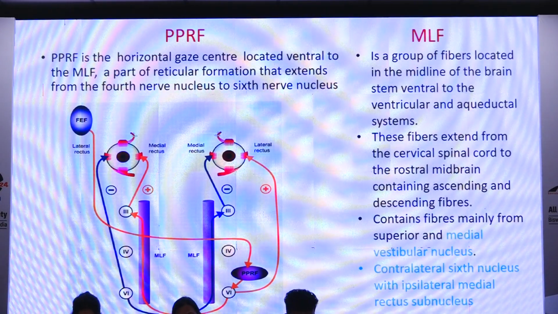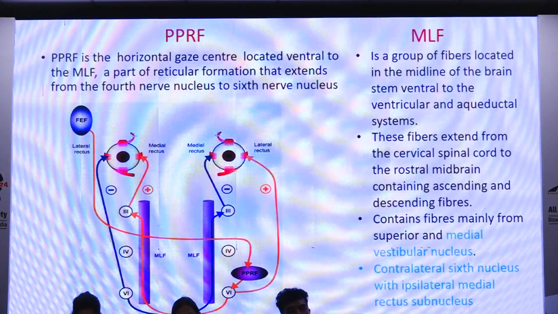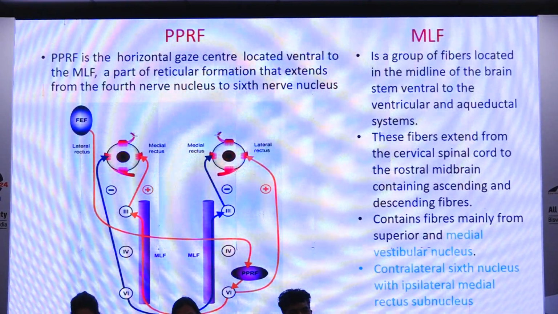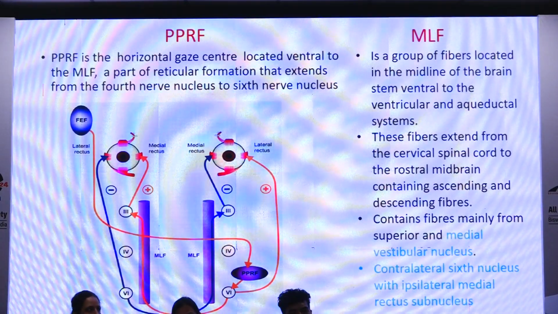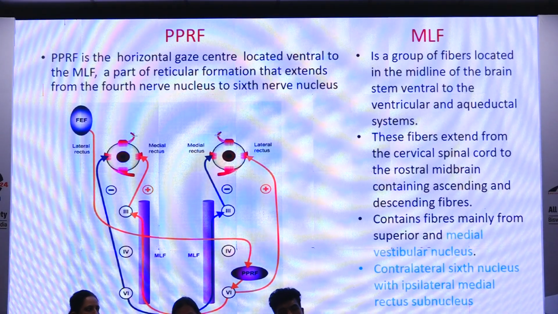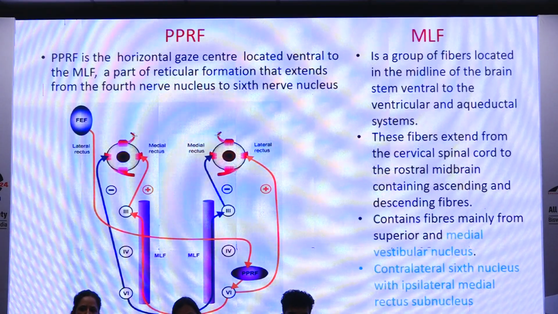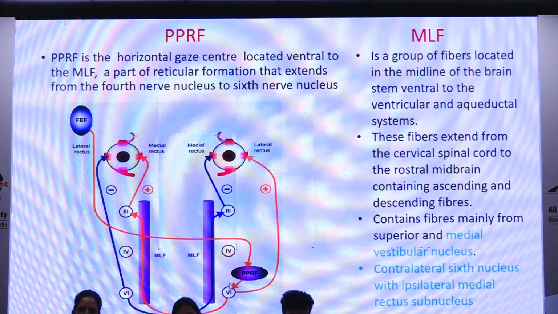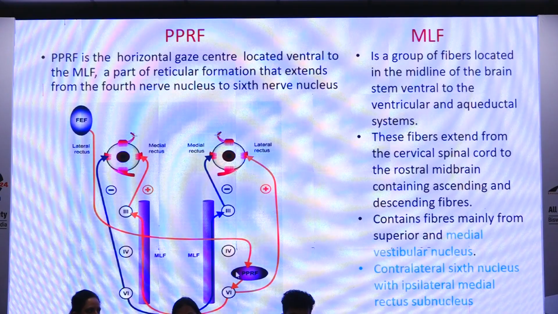Then a little bit about what we see clinically the most, that is interneurons. What are interneurons? Between these two nuclei, the communicating neurons are called interneurons. One is PPRF, most common from the ophthalmology point of view, and one is MLF. PPRF is the horizontal gaze center that is located ventral to the sixth nerve nucleus. We can see PPRF is here, this is the sixth nerve, that is the pons, and just near this is the PPRF.